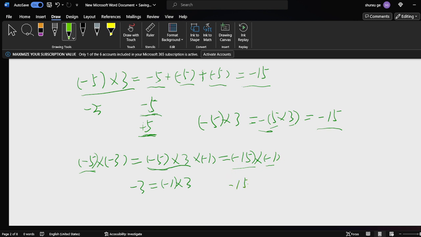Times negative 1 means the credit company. So you owe them $15, but in the future how much money should you pay them? So, negative 15. Okay, I cancel this. I write here, negative 15 times negative 1.